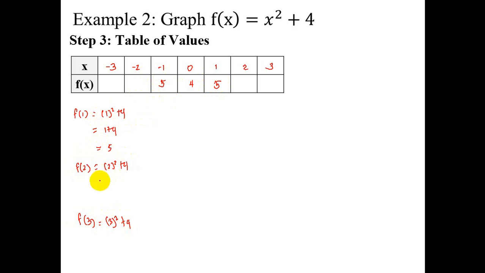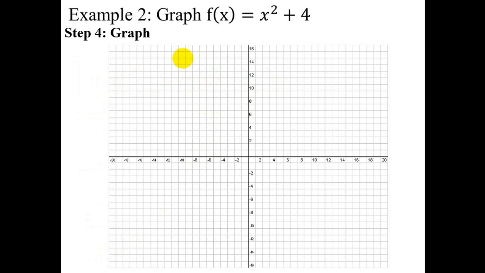Next, 2 times 2 is 4. 4 plus 4 is 8. Therefore, f of 2 is 8. And f of -2 is also 8. Next, 3 times 3 is 9 plus 4, 13. Therefore, f of 3 is 13, and f of -3 is also 13. Next, we already have our table of values. Let's now graph. First we have the vertex 0, 4.